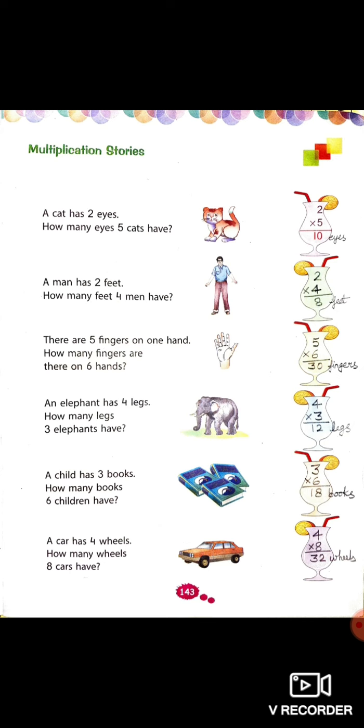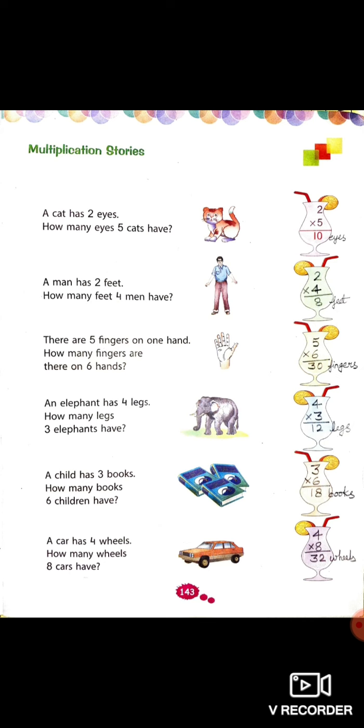So first you have to remember that whenever you are performing the multiplication operation, it means you have to find out more. Less things will be given to you and you have to find out more. Then in that case you do multiplication. So now let us start with the first word problem which is already solved for you.